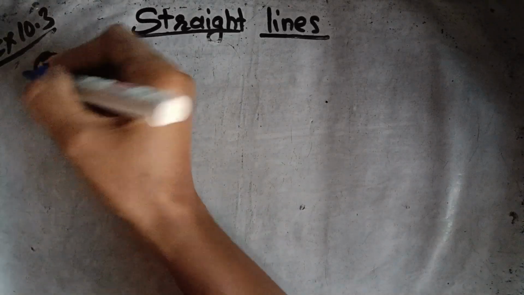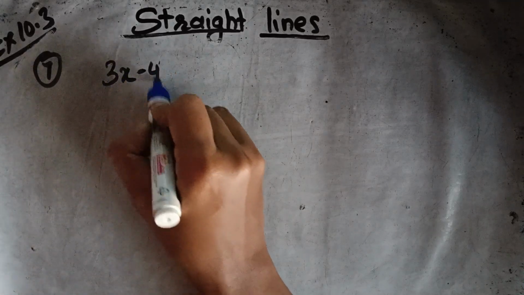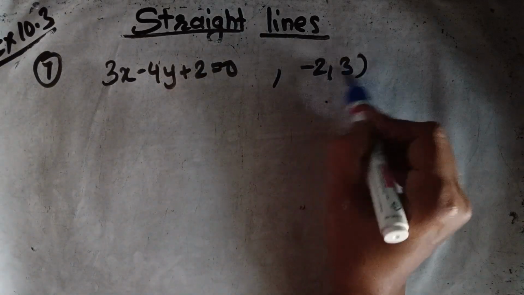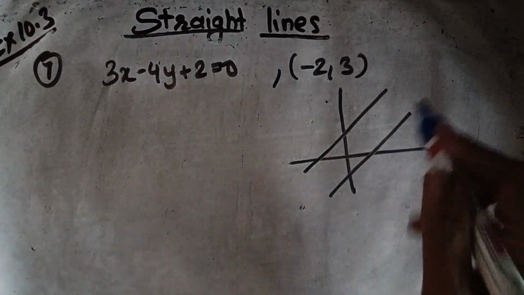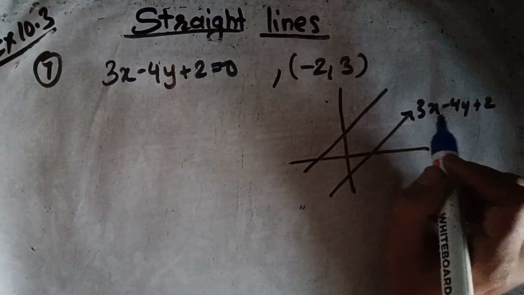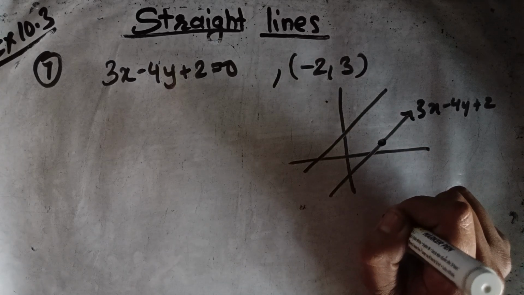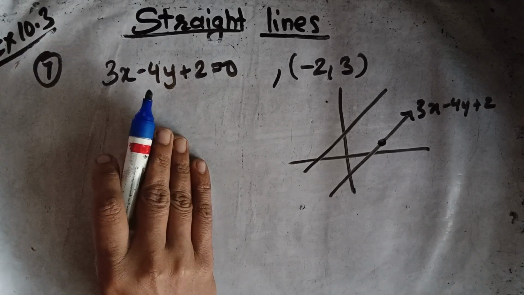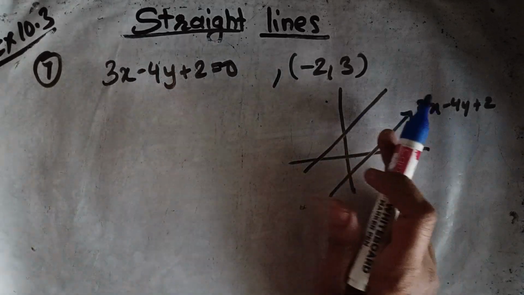Seventh question. Find the equation of the line parallel to the line passing through the point. Okay. So there is a line which is parallel to another line. This equation is given and passing through the point. Point is also given. Okay. So parallel means slopes are equal. Okay. That line is passing through this point.